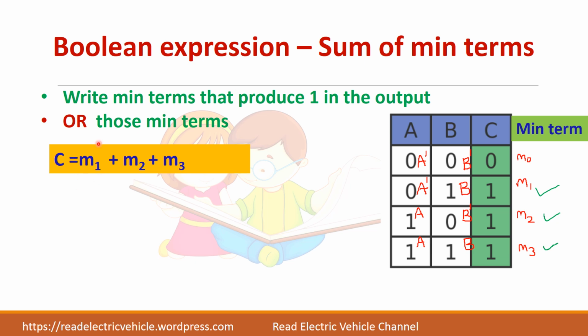What is m1? m1 can be written as A dash B, m2 is A B dash and m3 is A B. So this is the output expression for this truth table.